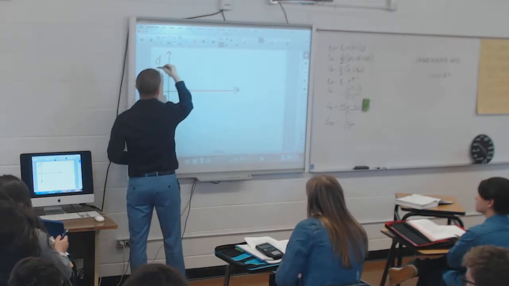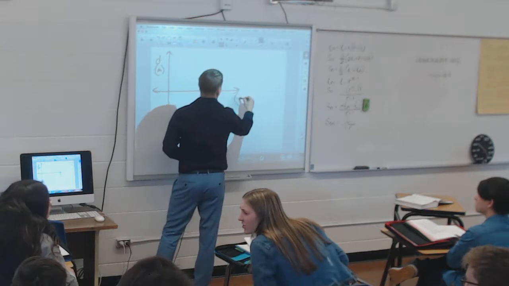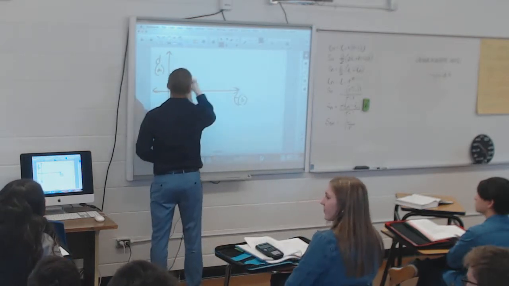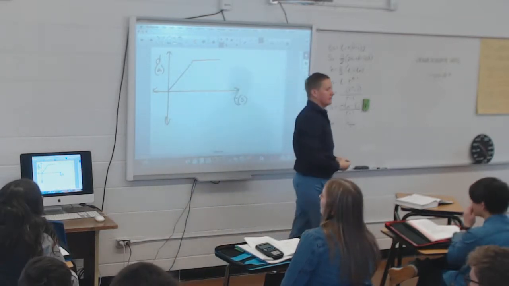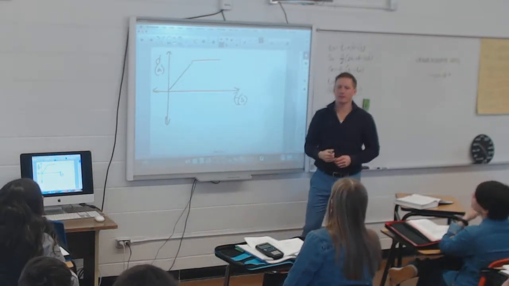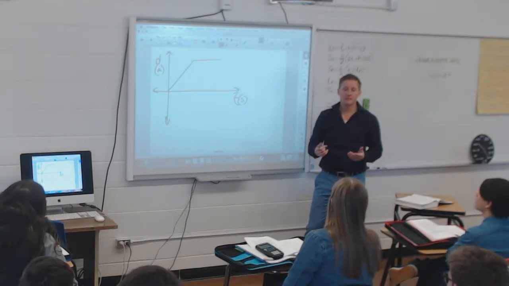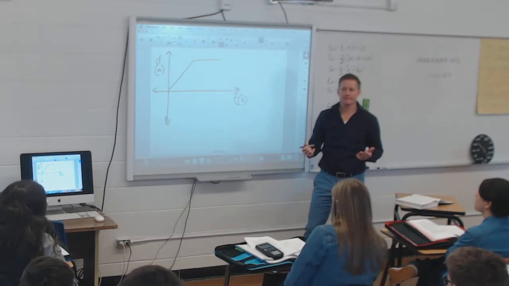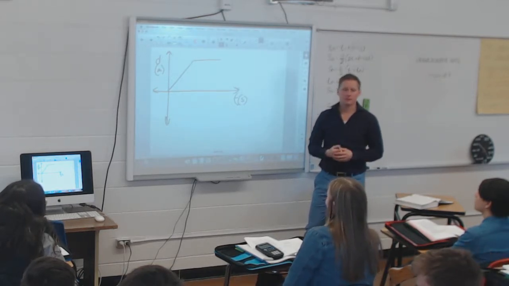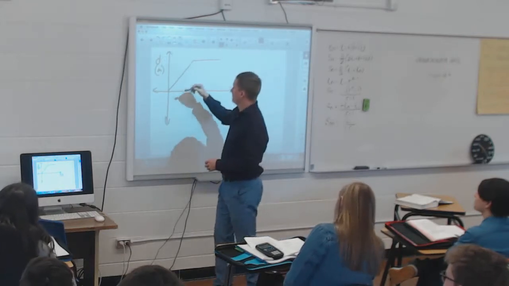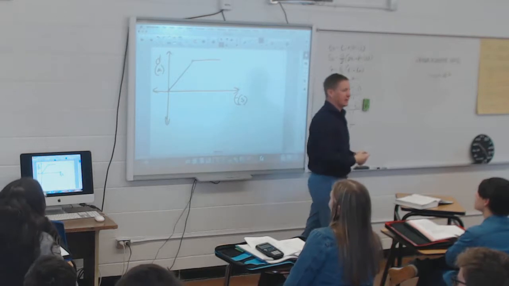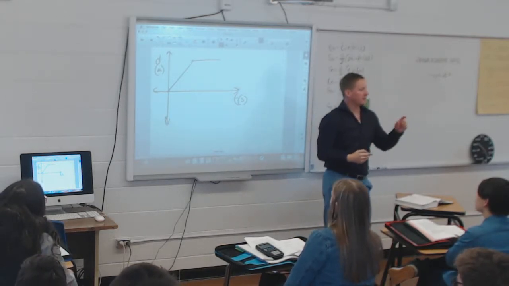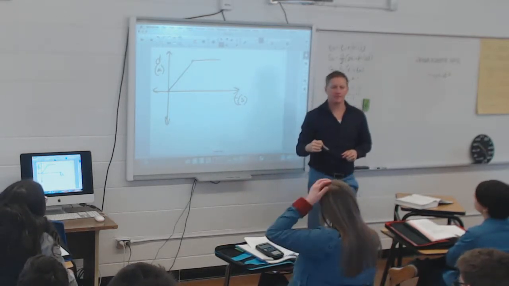Here's a displacement in meters. Here's my time in seconds. Right? How did I get my velocity from there? What is that called on a graph? Slope. The slope of the line gave me the velocity time. Agreed? Because the velocity is displacement over time.